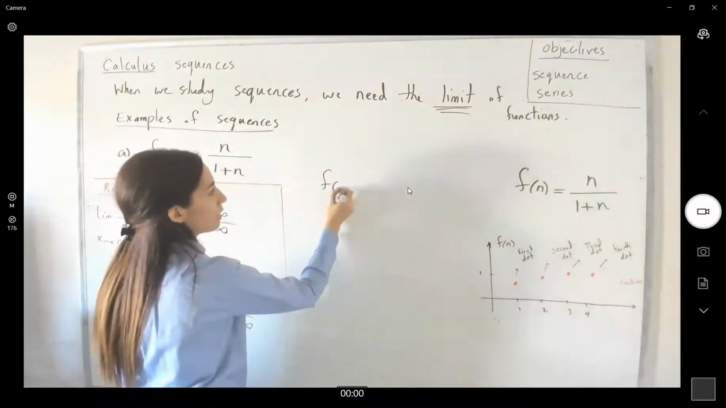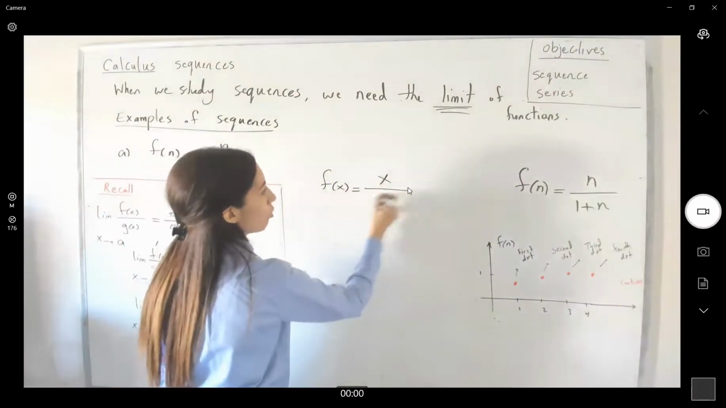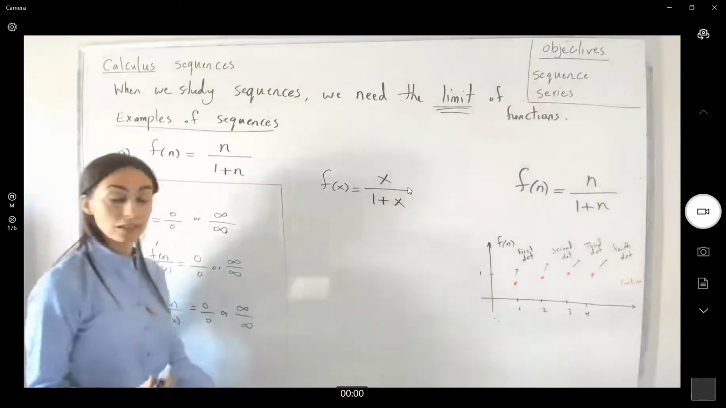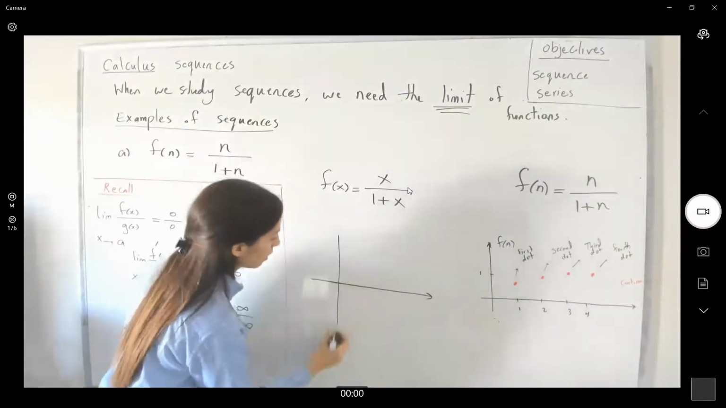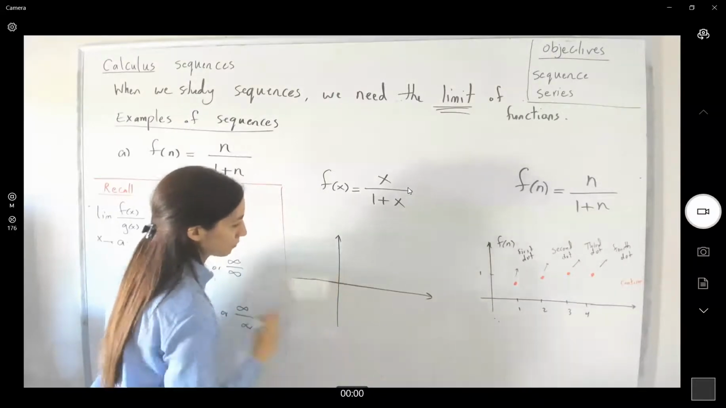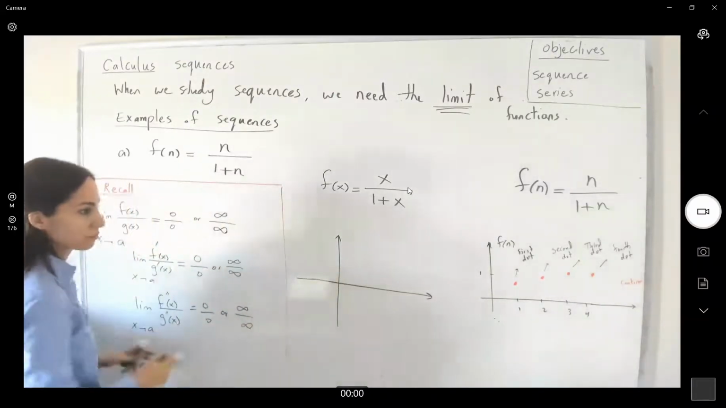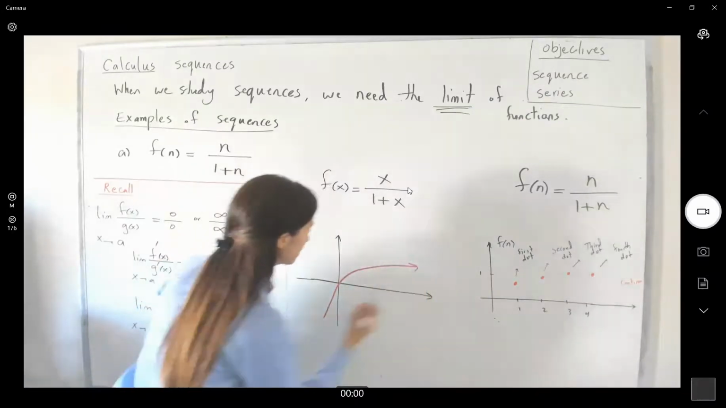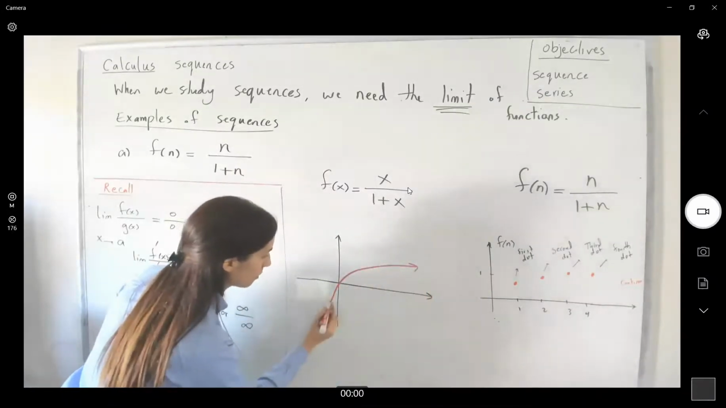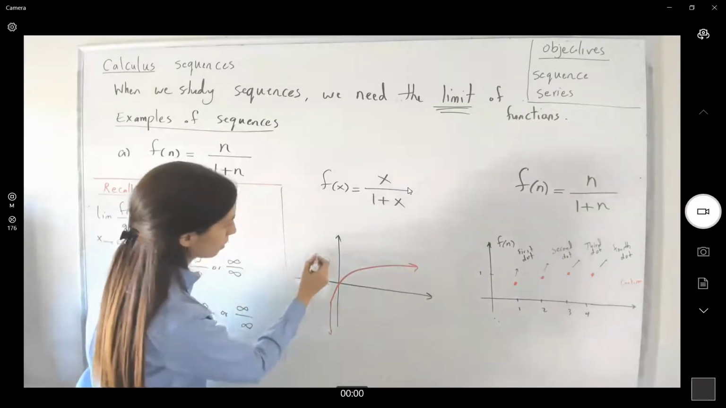And the graph of f of x, which is x over 1 plus x, is the graph of a reciprocal function which behaves like this. Well, the graph is continuous, and because of the vertical asymptote, it has 2 parts.